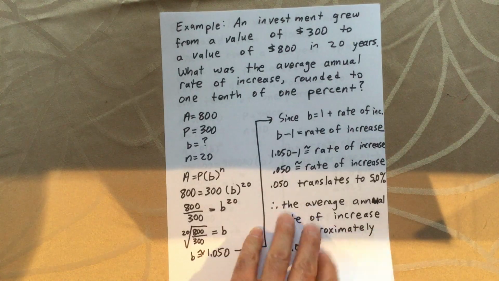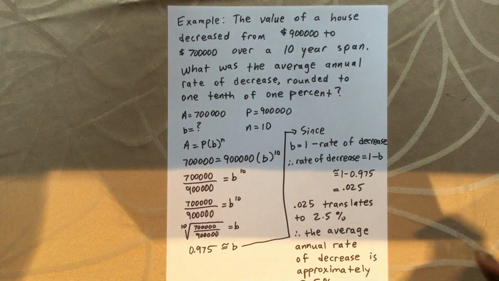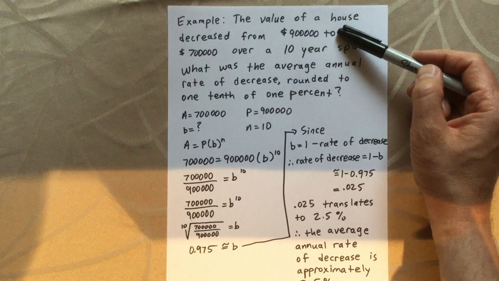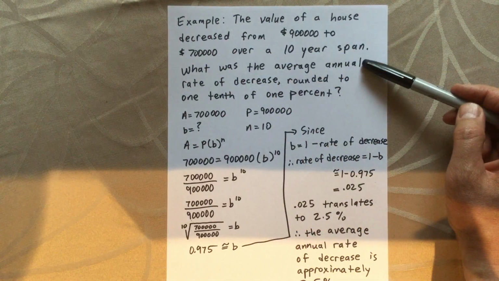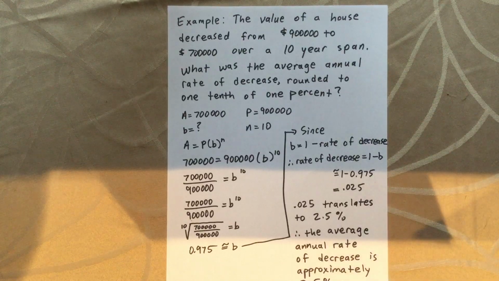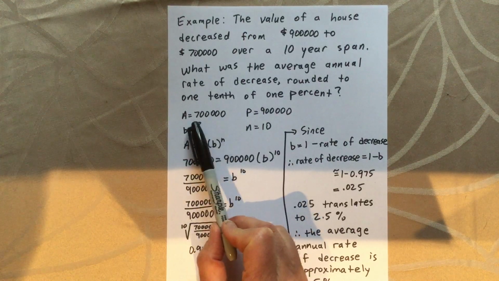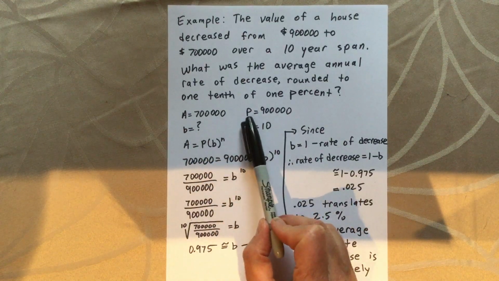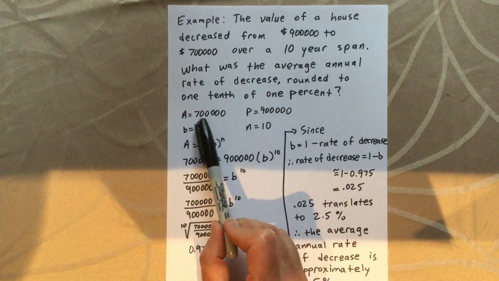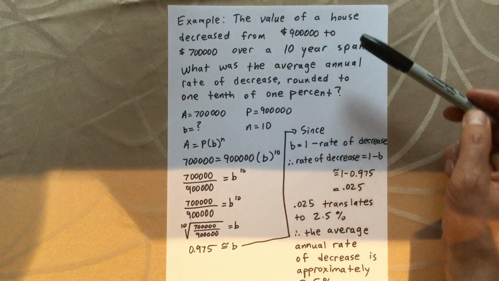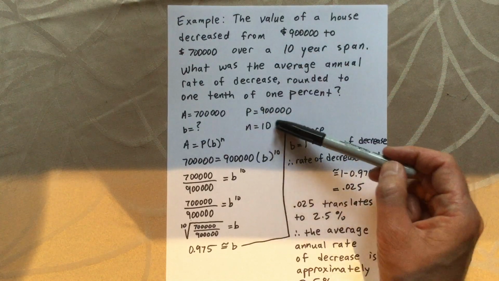And let's do one more question. In this example, the value of a house decreased from $900,000 to $700,000 over a 10-year span. We want to know the average annual rate of decrease rounded to 1/10 of 1%. So the after amount, after all the decreasing took place, was $700,000. The prior amount, before all the decreasing took place, was $900,000. We don't know what the base is, but we know that n is 10 because we're asking about annual rate of decrease over a 10-year span.